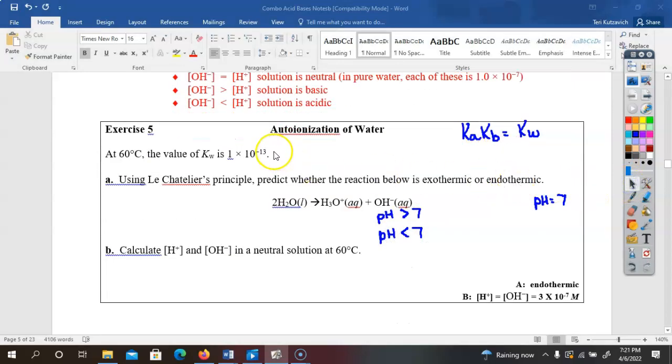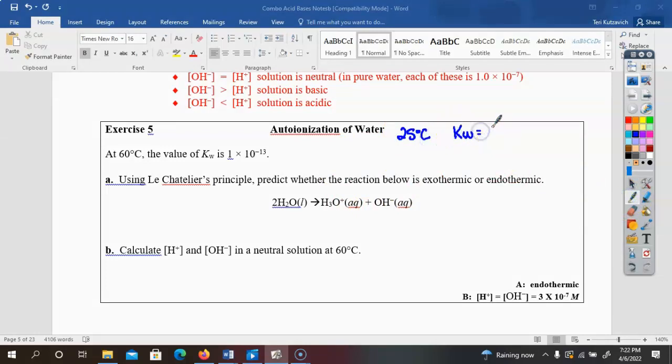It says it's 60 degrees, so they changed the temperature like I knew they would. The value of Kw is 1 times 10 to the negative 13. Using Le Chatelier's principle, predict whether the reaction below is exothermic or endothermic. So, let's look at this. We know at 25 degrees Celsius, your Kw is about 1 times 10 to the negative 14th. At 60 degrees Celsius, your Kw is 1 times 10 to the negative 13th. So, it is definitely endothermic.